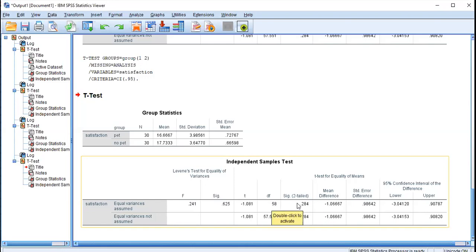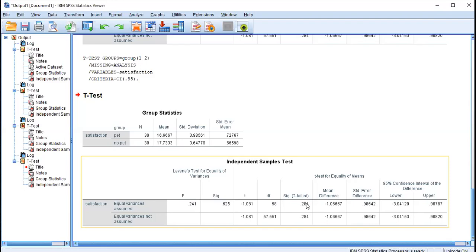Significance comes to 0.284, which is quite higher as compared to the desired p-value, where a small p should be less than or equal to 0.05. So that's not happening, and therefore we are accepting the null hypothesis. So there is no significant difference between the satisfaction level of residents either having a pet or not having a pet. So that's what the answer is, and we have answered the D part also.